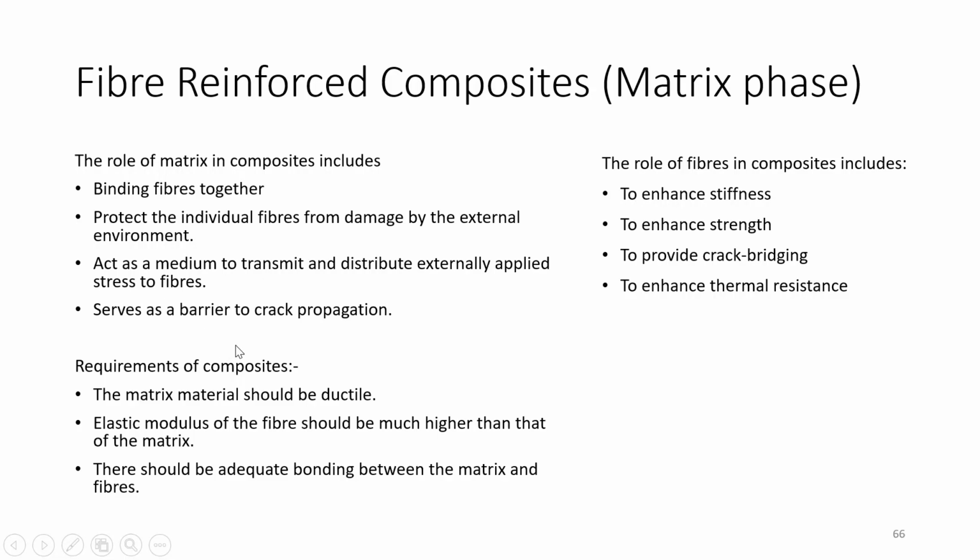barrier to crack propagation. The requirements of composites are that the matrix material should be ductile, the elastic modulus of fiber should be much higher than the matrix, and there should be adequate bonding between the matrix and fibers.